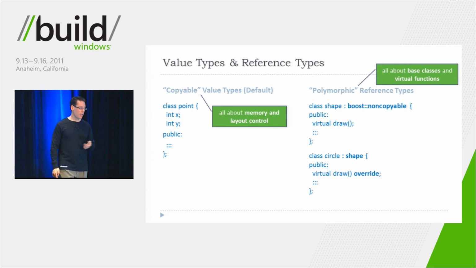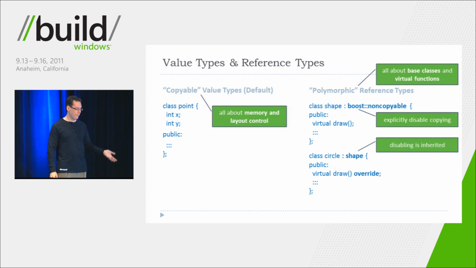Now, in C++, how do you author them? On the left hand, copyable value types you get by default. You just write a class and you get the copy constructor and now the move constructor, and copy and move assignment operators by default. I'll talk about move in a moment. To get a polymorphic type, which is the default in Java and C# classes, you have to do a couple of things.